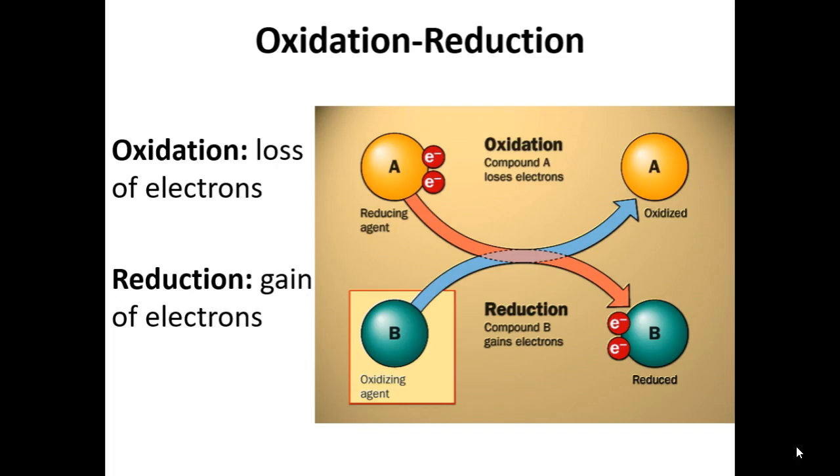So I always remember it as Leo the lion says grr: loss of electrons, Leo, the lion says grr, is oxidation. So Leo, L-E-O, loss of electrons, oxidation. The lion says grr, gain of electrons is reduction, okay? And I think OIL RIG is the other one. Oxidation is loss, reduction is gain. So that's another way you can remember these terms. Of course, most people learn these in their chemistry class, so hopefully that's something you will also remember.